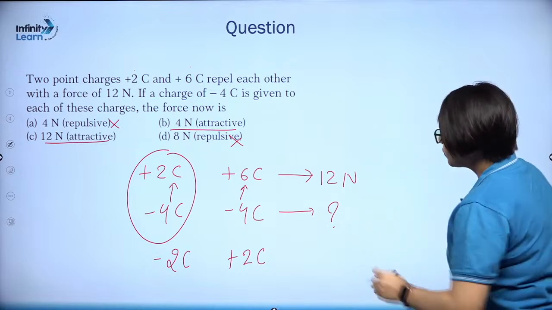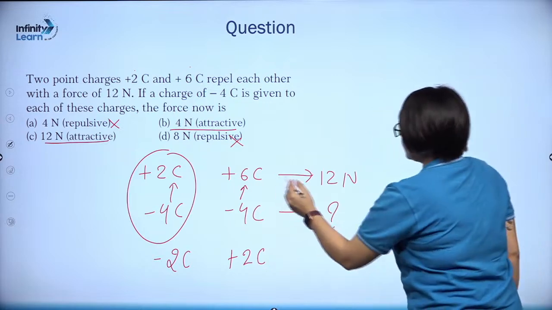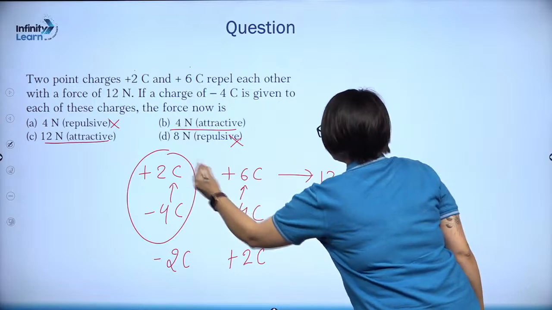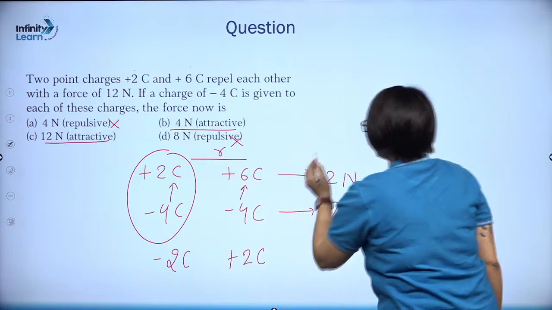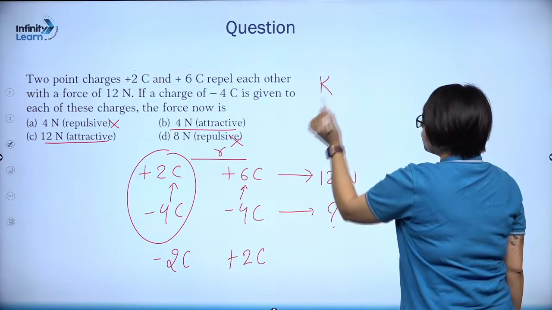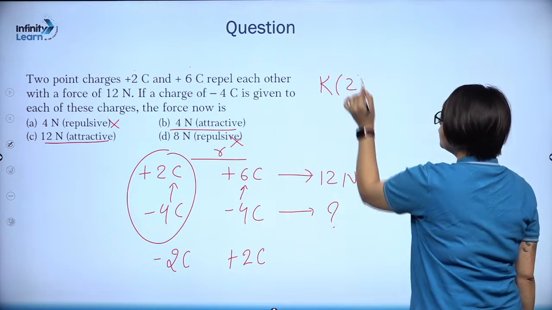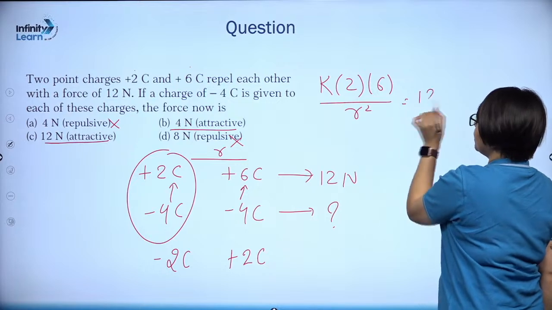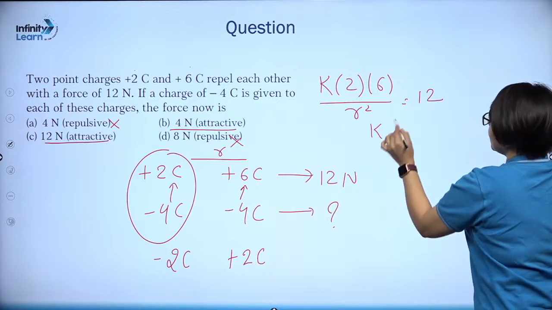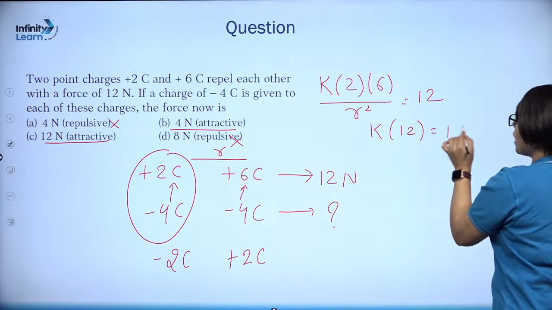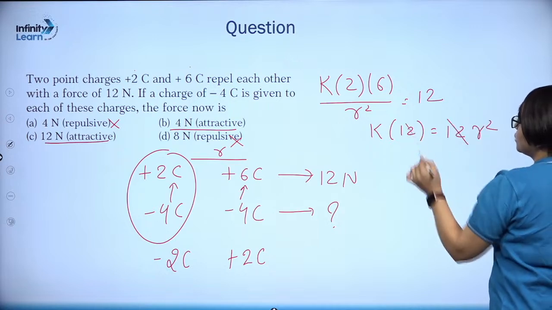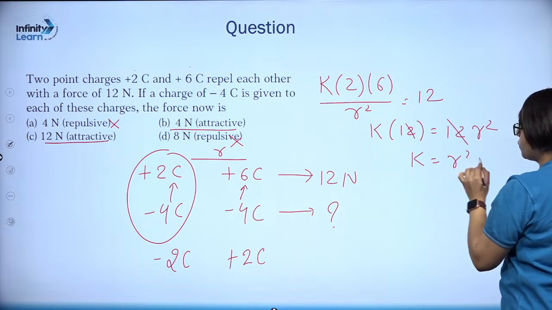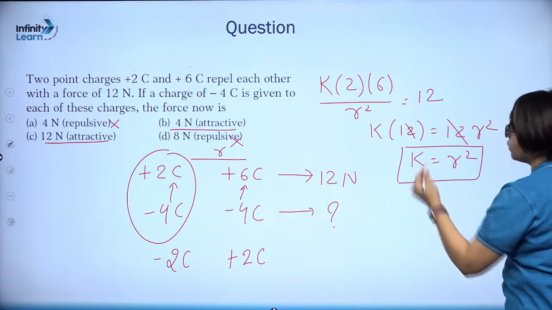All right. So over here, let's say the separation between these two charges is R. So the old force is K Q1 Q2 upon R square, which is equal to 12 Newton. Right, so K into 12 is equal to 12 R square, so K is equal to R square. This is my equation 1.